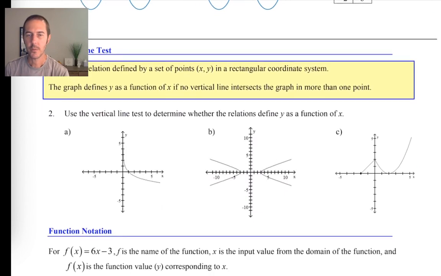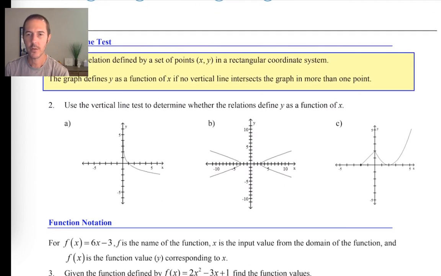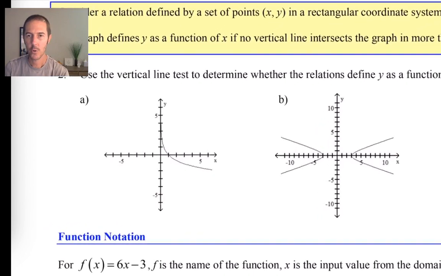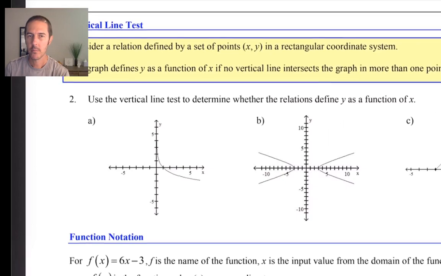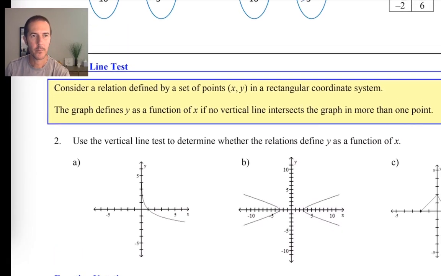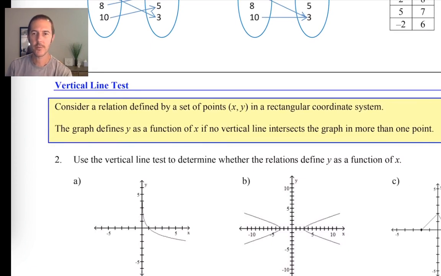Another way that we saw in the previous section that functions are depicted is by plotting points, and then we went one step further and we actually looked at some graphs. We saw a circle and a parabola, and so here let's look at some more graphs. What we're seeing here is a test called the vertical line test. The vertical line test can be used when you're looking at a graph and you're trying to determine, is this graph the graph of a function?